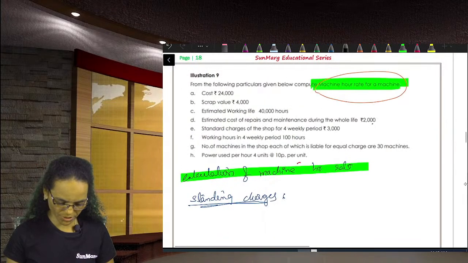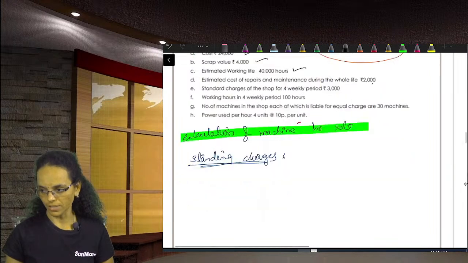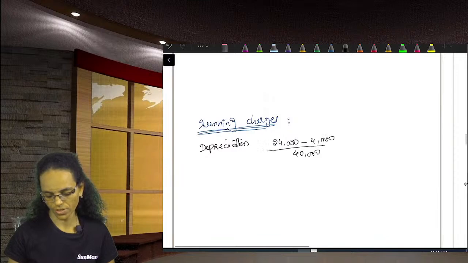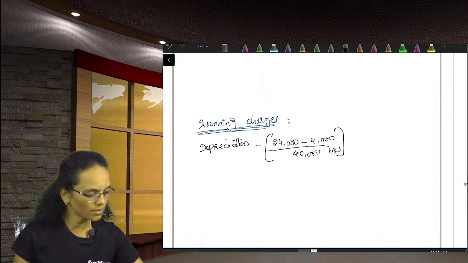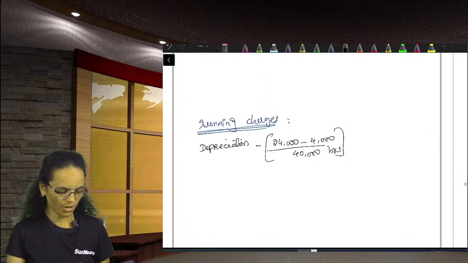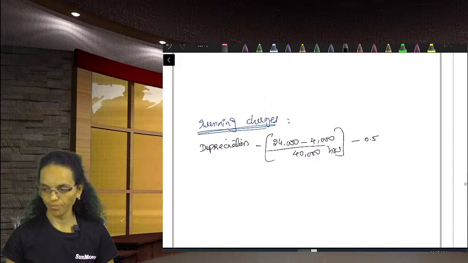What is the cost of the machine? 24,000. Scrap value 4,000. It is able to run for 40,000 hours. So 24,000 is the cost of the machine, 4,000 is the scrap value. We can run this machine for 40,000 hours. 24,000 minus 4,000 divided by 40,000 is 0.5 paisa for depreciation.